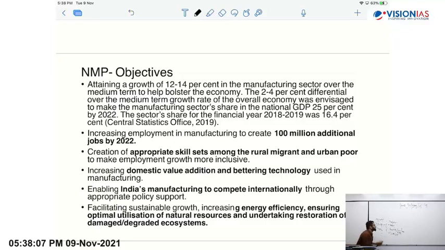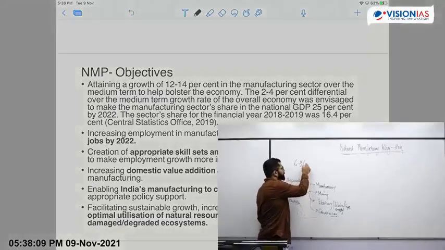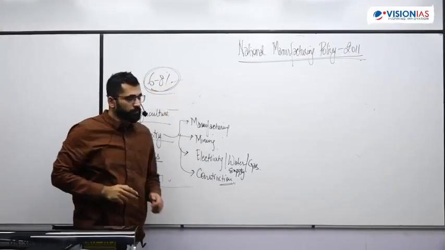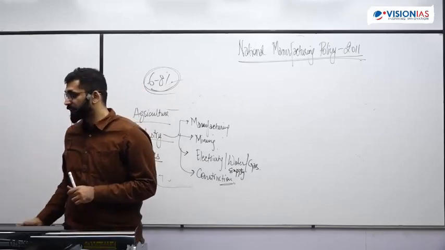Growth in industry was 6 to 8% only, which was not very good because we could not create a lot of jobs.